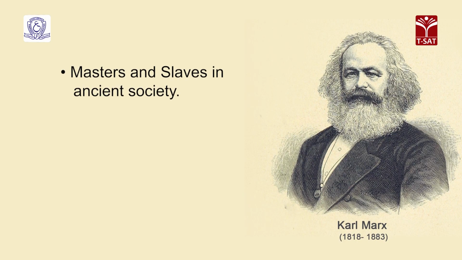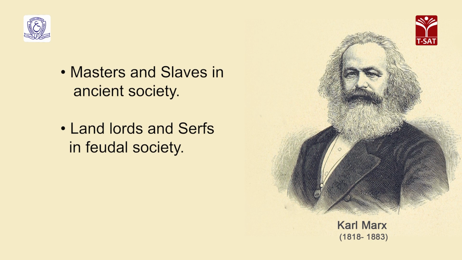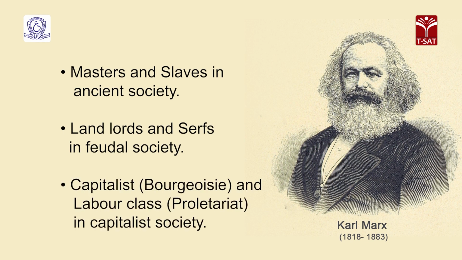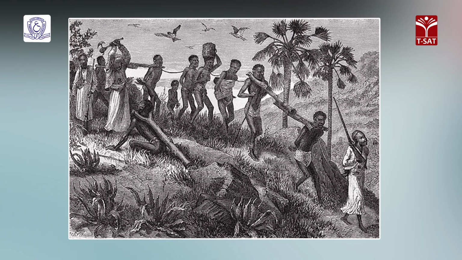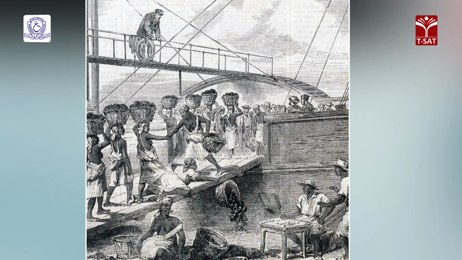Those societies which are dependent on hunting and gathering and which have no division of labor. From then onwards, all societies are divided into two major classes: masters and slaves in ancient society, landlords and serfs in feudal society, capitalist or bourgeoisie and labor class or proletariat in capitalist society. During each historical epoch, the labor power required for production was supplied by the subject class, that is, by slaves, serfs and labor class respectively.